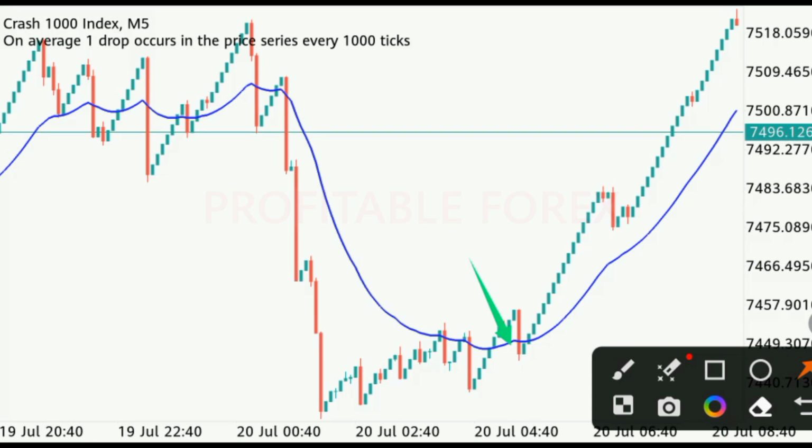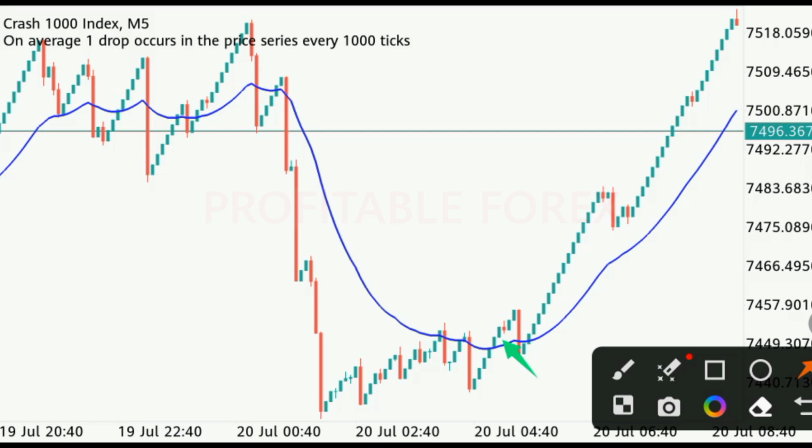So a candlestick went further to close above. In the case of Crash, it has to be above the moving average. So when you notice the candlestick closed above the 25 moving average, you open a buy trade and you take just 2 5-minute candlesticks and you are done.